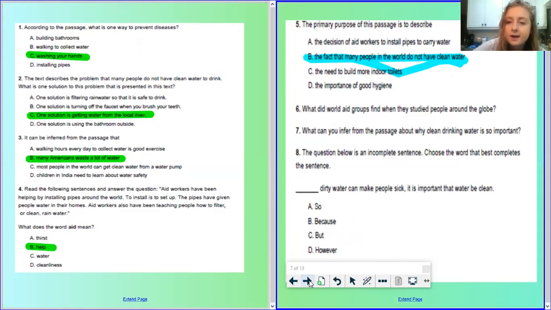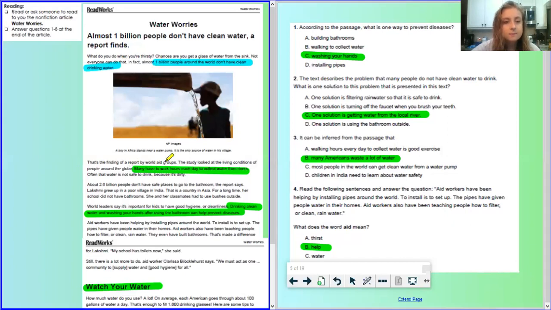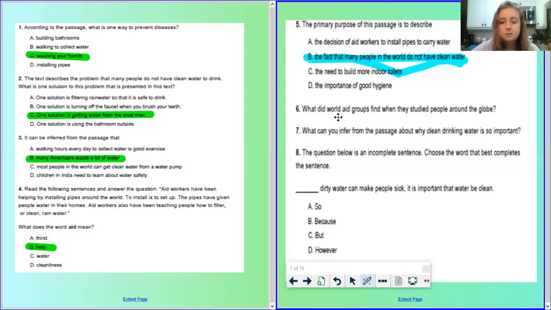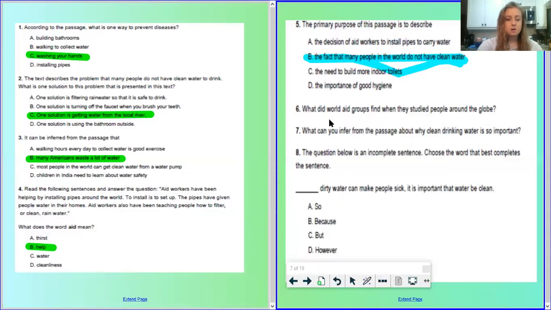What did world aid groups find when they studied people around the globe? They found that 1 billion people around the world don't have clean drinking water. And it says that's the finding of a report by World Aid Groups, directly from the text. So what they want you to do here is write down that answer. 1 billion people do not have clean drinking water.